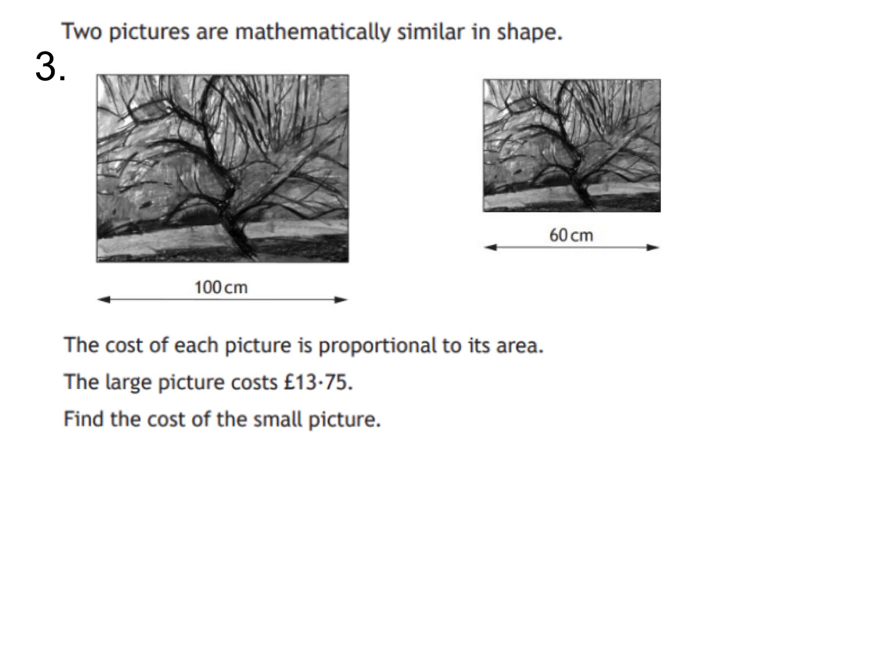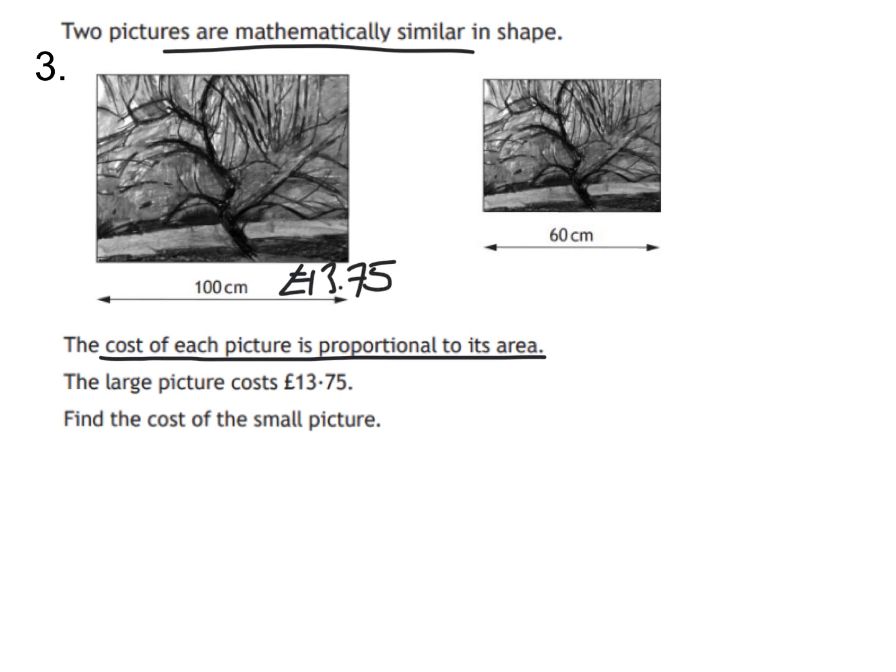But what I like about this one is it doesn't talk about area. It just says the cost of each picture is proportional to its area. And it has also told you that it is mathematically similar. So this is your clue to do this method. They have told us the cost of the large picture is £13.75.